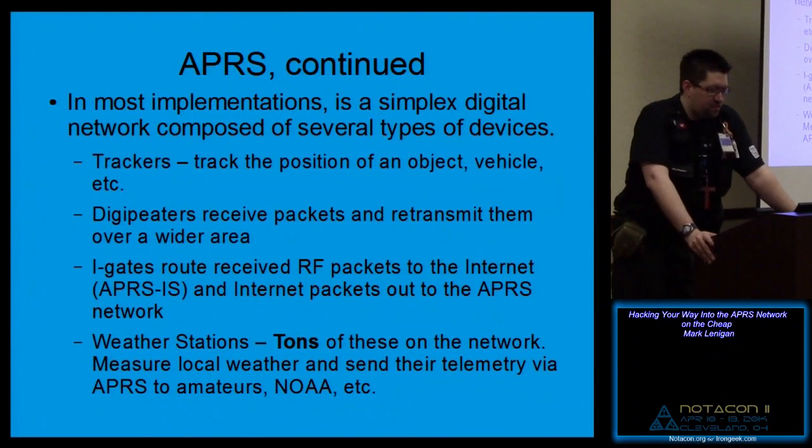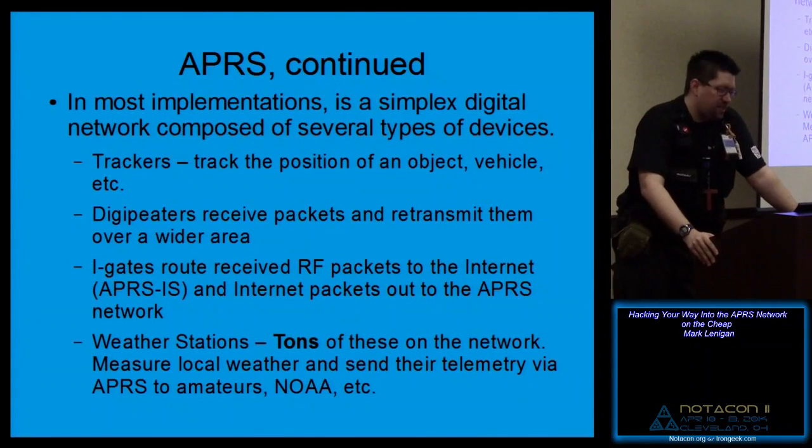But there's several different devices on the network, and we'll start to see what these are a little bit later in the talk. There's trackers, which track the positions of objects, like a vehicle. There's digipeaters, which receive the packet, and then they're like a repeater on a network or a hub. They'll transmit it with more power, greater range, that sort of thing.